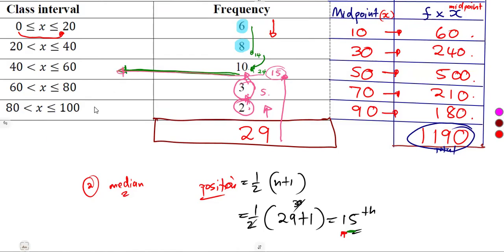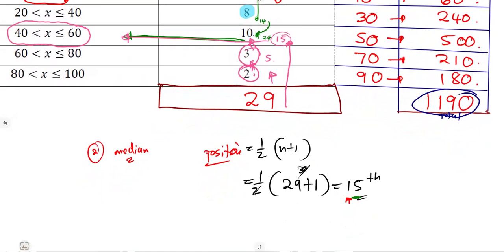In which class interval? Same thing. So you can count from any direction. So this is the class interval in which the median lies. The median lies in this interval as it is given: X is greater than 40, but less than or equal to 60. That is where the median lies. The median lies in that class. It's found there.